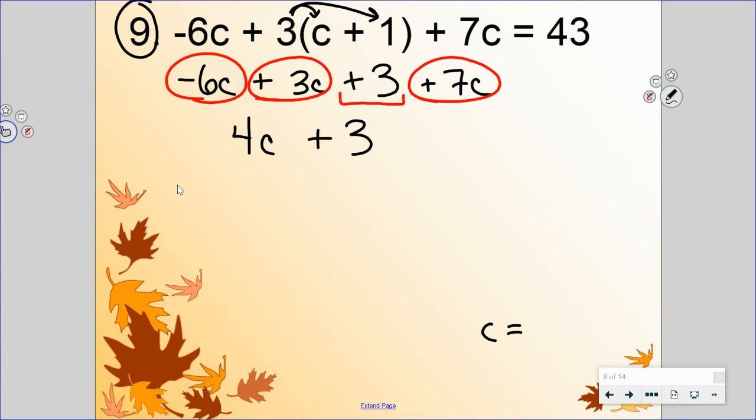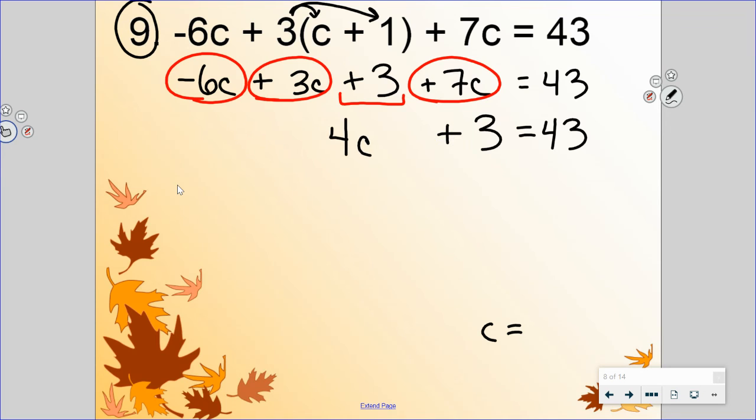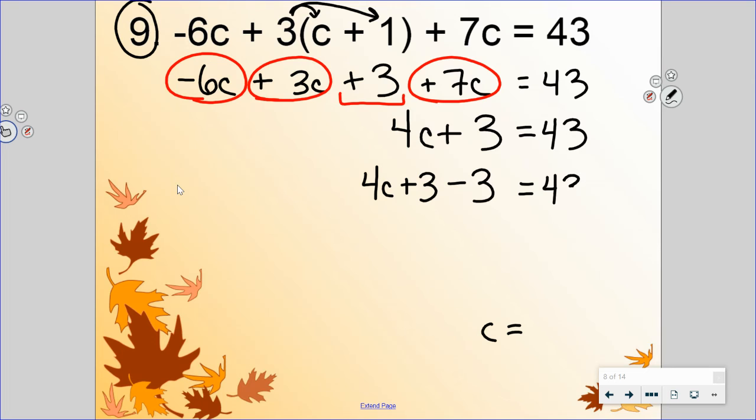But holy cow, we have just made our lives so much easier. In fact, from here on out, it's a two-step equation, isn't it? We go ahead and say, what part of that has nothing to do with the 4 envelopes of money? Well, that positive 3 has nothing to do with it. Let's get rid of that extra $3. Positive 3, negative 3 makes 0. Good, that leaves us with 4 envelopes of money is equal to 40.